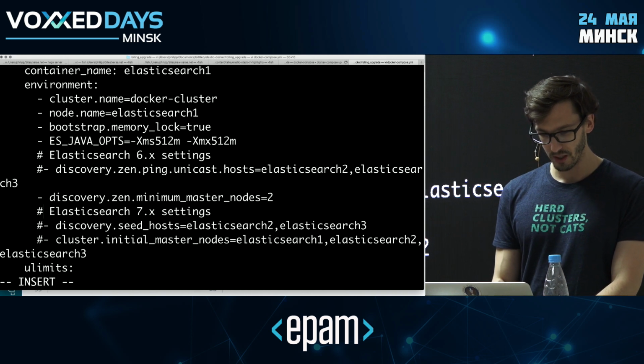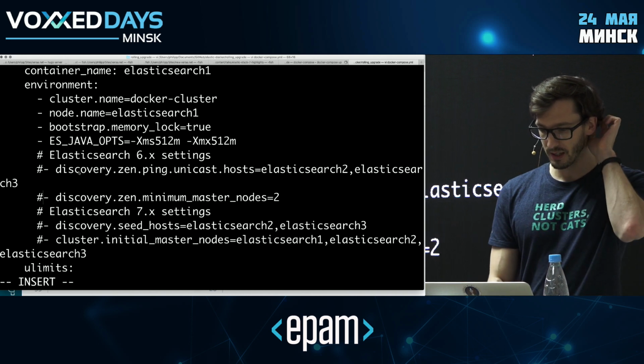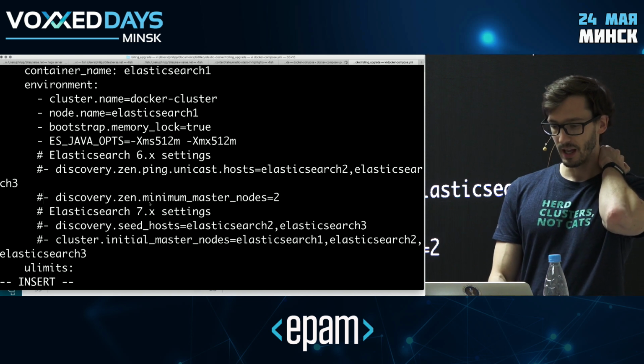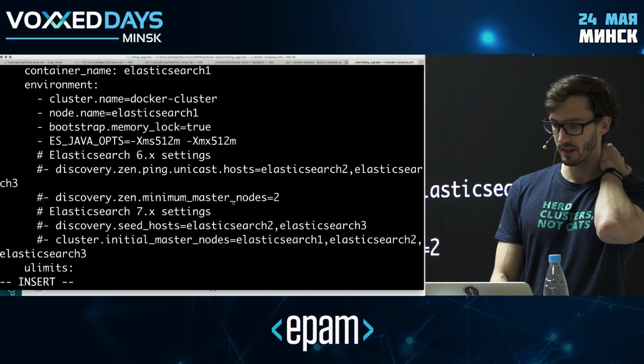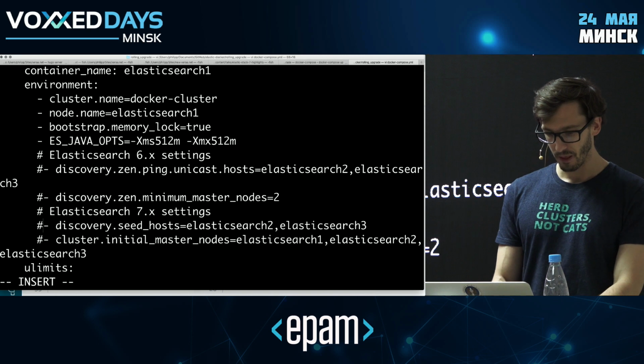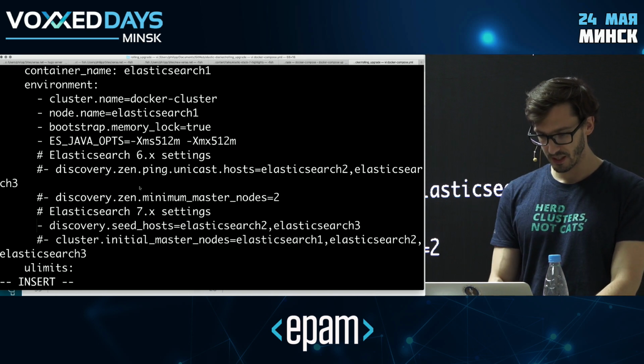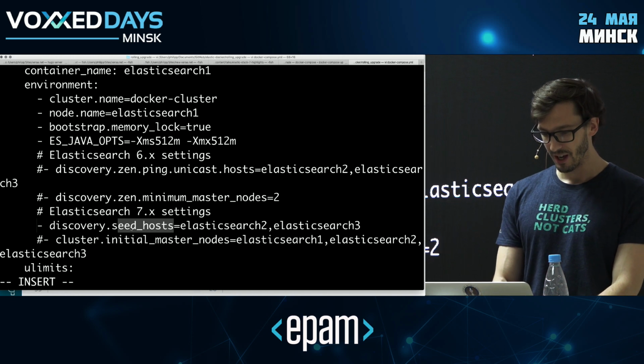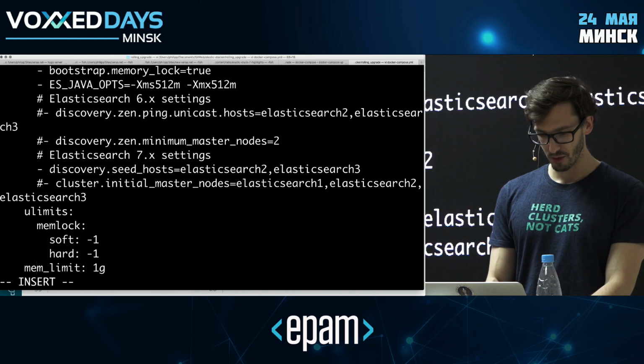So what we do is we disable the two settings we had here, the send ping unicast hosts, that was the old setting, and the minimum master nodes, that's also the old setting. What we want to do is say the seed hosts, this is where the other nodes are in our cluster. I just want to see those. We will leave this setting out for now because we will get back to it later.